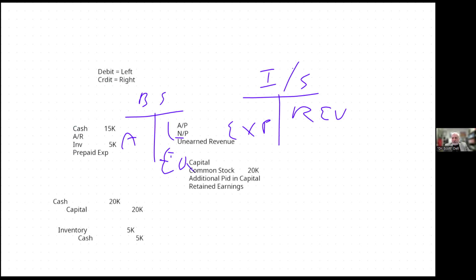Let's say we start a landscaping company. And yeah, we bought some seed and fertilizer. There's our $5,000 worth of stuff. It's not an expense yet. We didn't use it. We didn't sell it. Until we do that, we're not going to move it to the income statement. So right now I have zero, zilch for expenses.